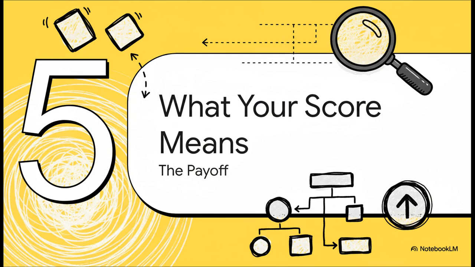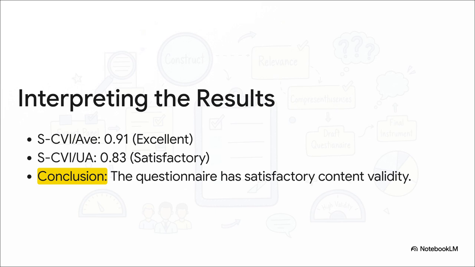But they're just numbers on a screen until we understand what they're telling us. This is the payoff. Let's interpret our results. So what's the final verdict? Well, an average score of 0.91 is considered excellent, and our stricter universal agreement score of 0.83 is totally satisfactory for a panel of 10 experts. The conclusion is pretty clear. This questionnaire, it passed the test. We've proven, with data, that it has a strong level of content validity.